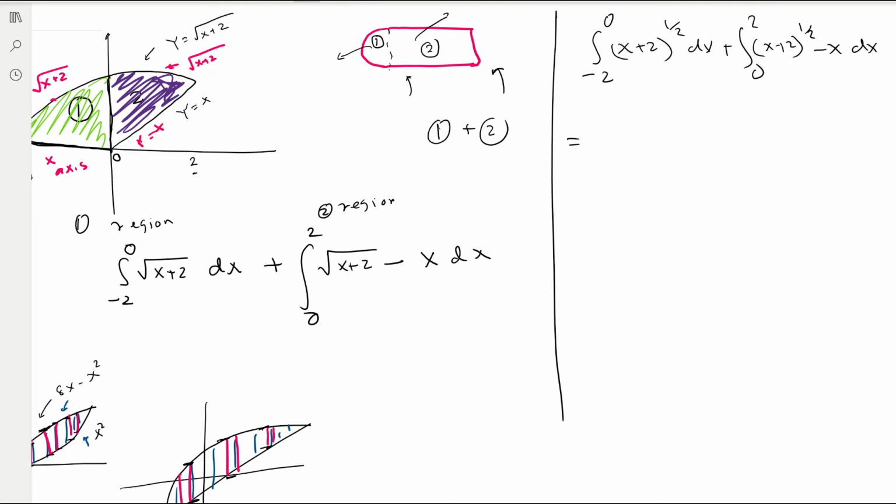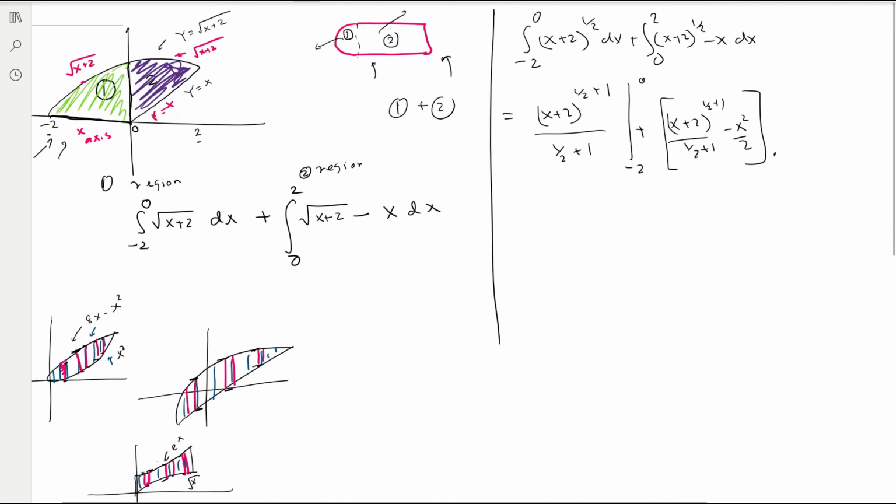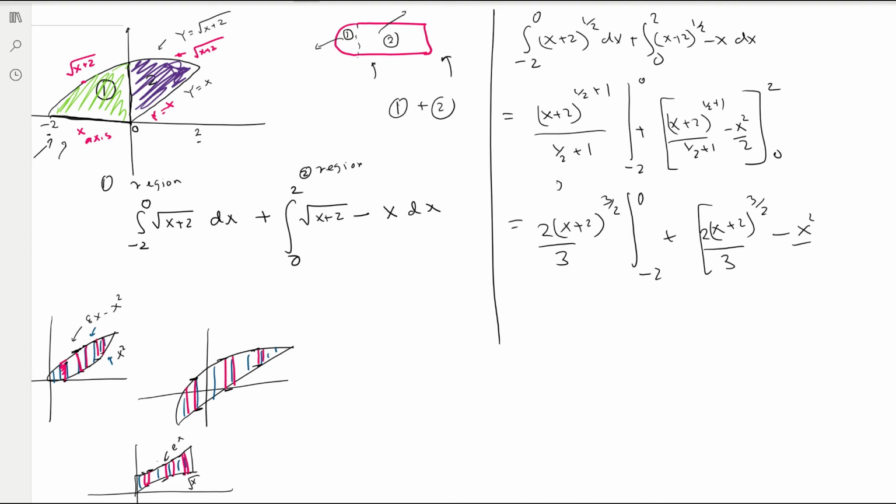Now let's integrate x plus 2 to the half. It's x plus 2 to the half plus 1 over half plus 1, going from -2 to 0, plus here, if you integrate x plus 2 to the half plus 1 over half plus 1 minus x, it's x square over 2. So you're going from 0 to 2. Now if you simplify this, this is x plus 2 to the 3 over 2, times 2 over 3, from -2 to 0, plus here x plus 2 to the 3 over 2 times 2 over 3 minus x square over 2, going from 0 to 2.